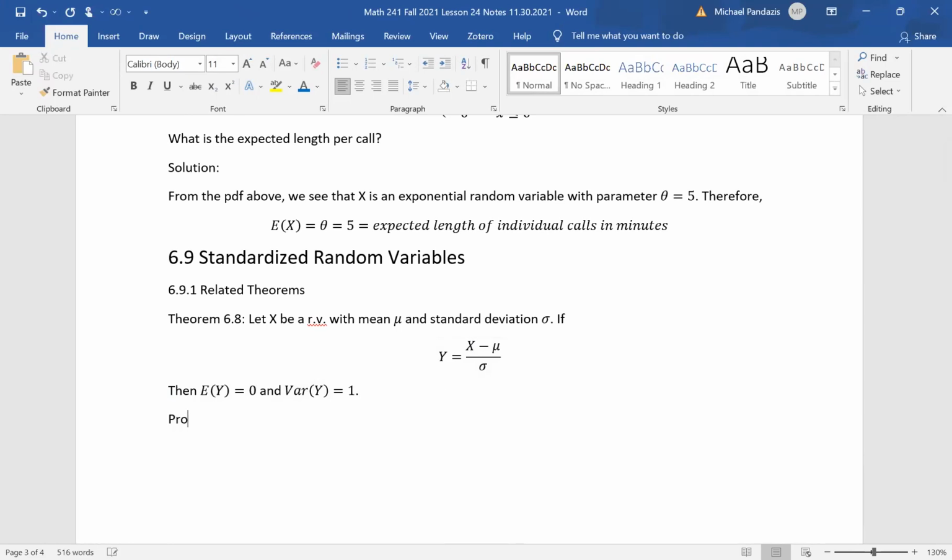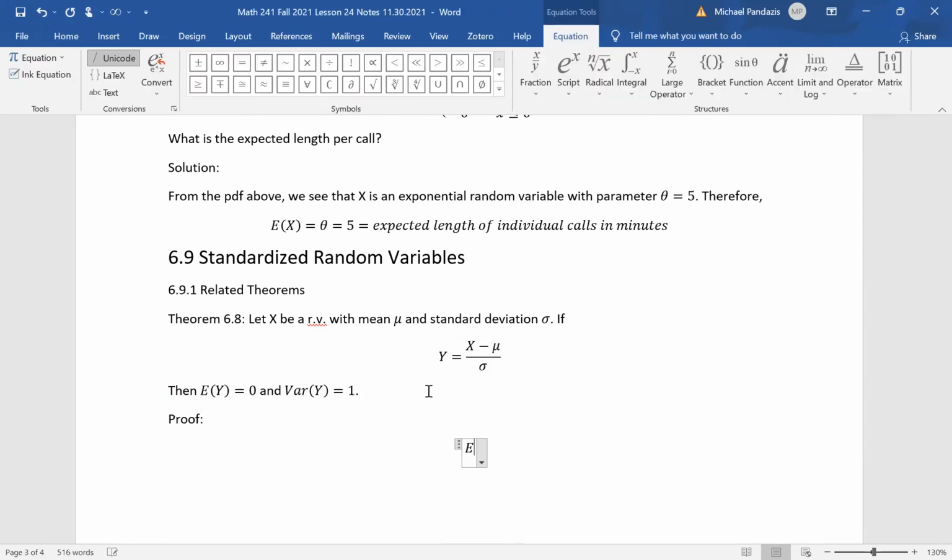Okay, so you just calculate E of Y. So E of Y is equal to E of what Y is, this.